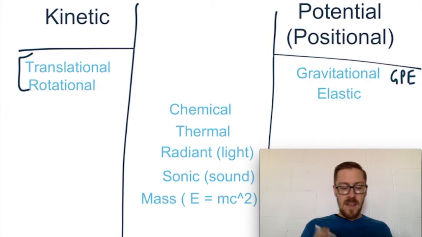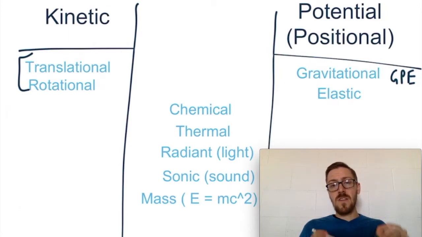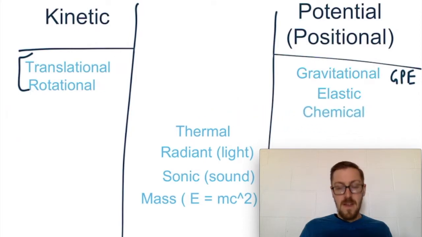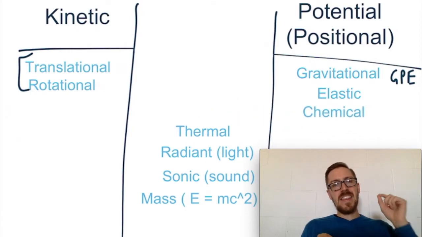So on the potential side so far, we have gravitational, elastic, and like I mentioned, we have another kind here, chemical. That's stored in the individual bonds.